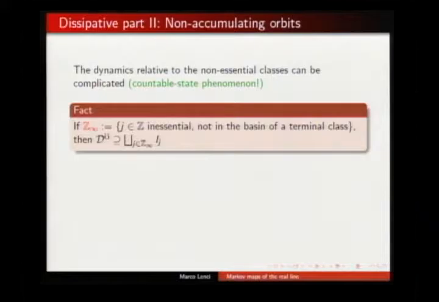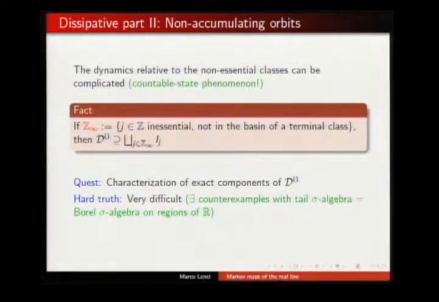As I told you before, you call inessential those states that do not belong to an essential class or in the basin of attraction of an essential class. So these are inessential states, and it happens that the union of all the inessential states, or if you wish, of all the intervals associated to inessential states, belongs in this third part of the Hopf decomposition. What you would like to do is characterize the exact components of this part. And this could be very difficult.